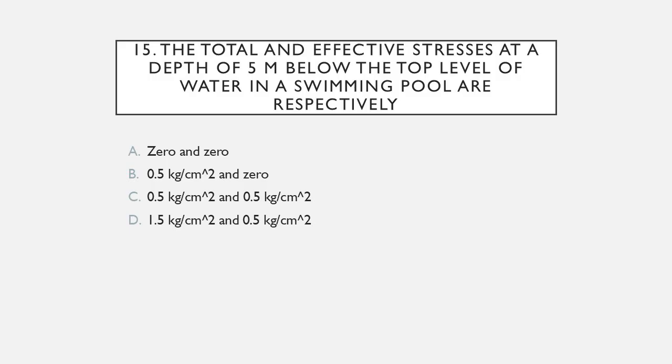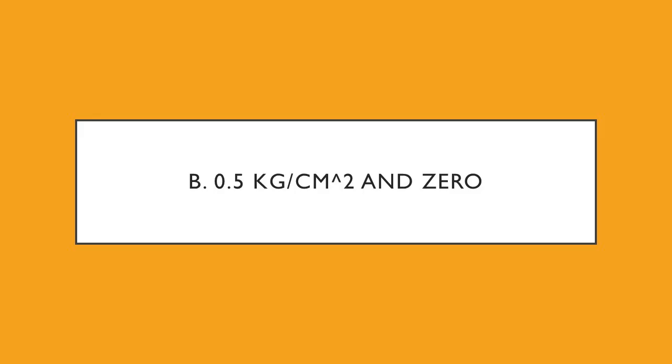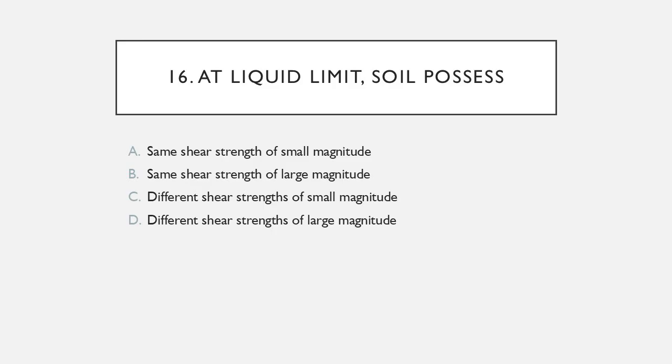15. The total and effective stresses at a depth of 5 m below the top level of water in a swimming pool are respectively: A. 0 and 0. B. 0.5 kg/cm² and 0. C. 0.5 kg/cm² and 0.5 kg/cm². D. 1.5 kg/cm² and 0.5 kg/cm². B. 0.5 kg/cm² and 0.